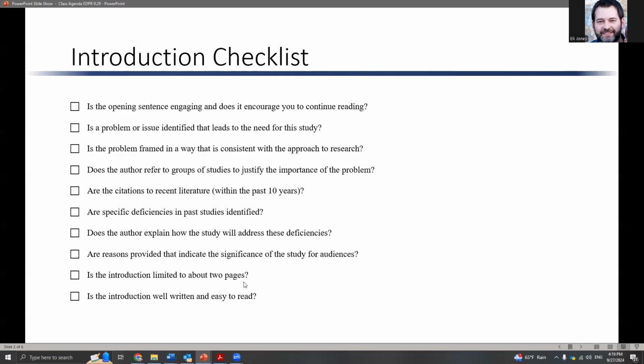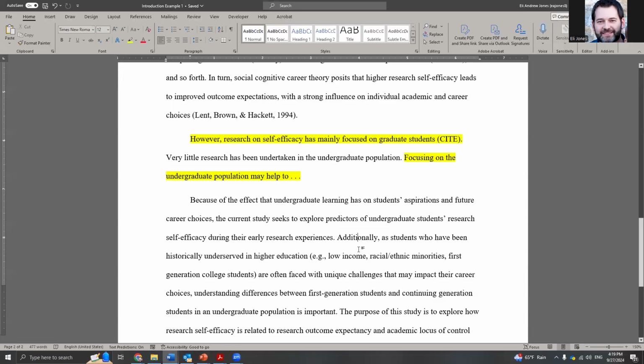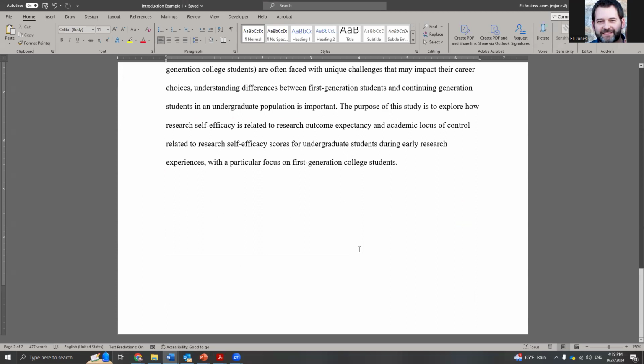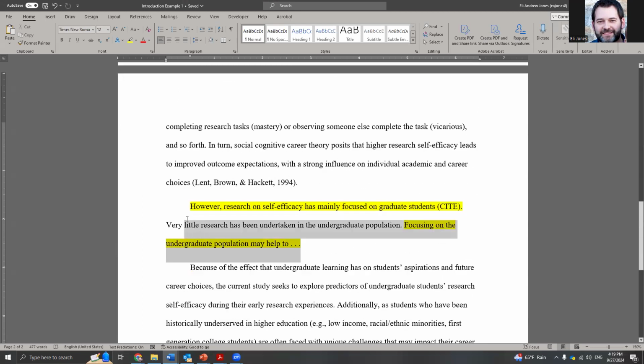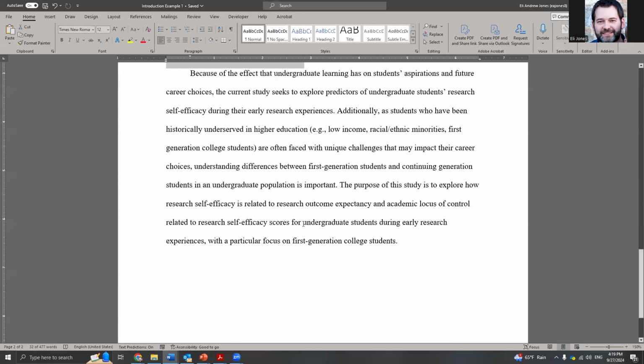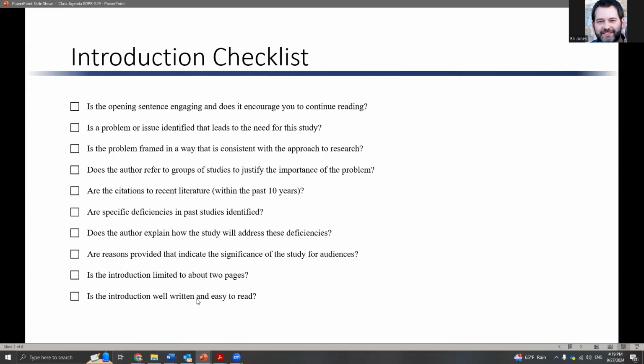Is the introduction limited to about 2 pages? Let's look and see. There's 1, 2, yep, that's about 2 pages. I have a little bit of extra to add, but I don't have to add a lot. So I'd probably add maybe 3 or 4 lines more, right? Is the introduction well written and easy to read? Now, Packback and other writing tools can help you with this, or you can go to the Writing Center to check, or you can just ask somebody around you to say, can you read this and understand it?